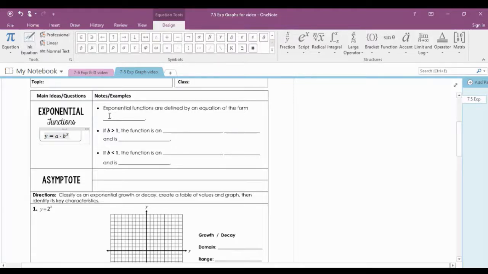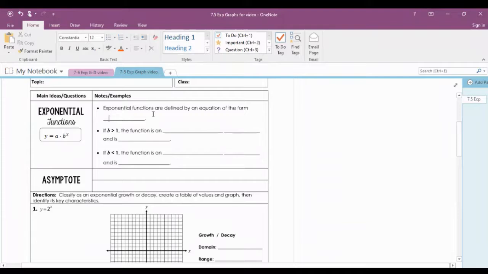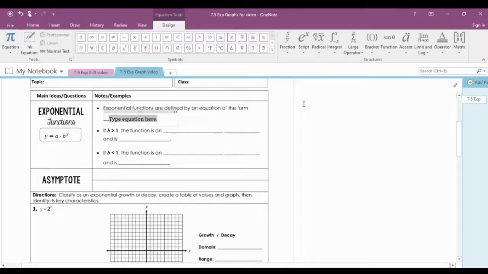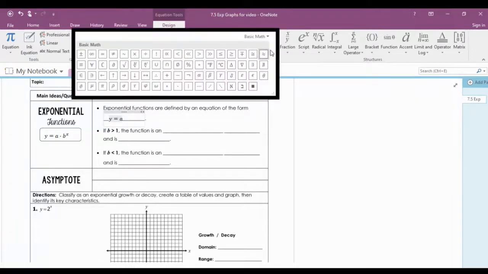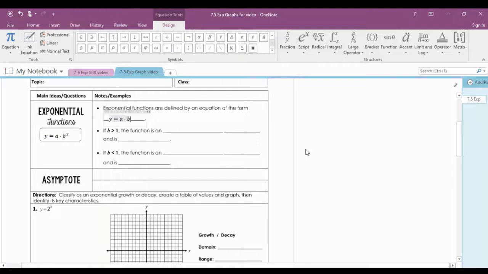I'm going to write it again up here and talk a little more about it. Exponential functions are defined by an equation in the form of y equals a times b to the x, if it's got an x in the exponent. And I want to make sure that you understand that a is not raised to that exponent. A is out front like a coefficient.